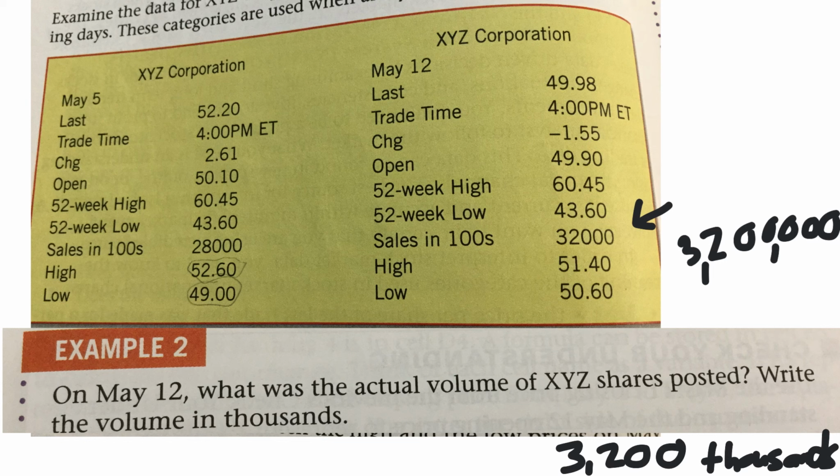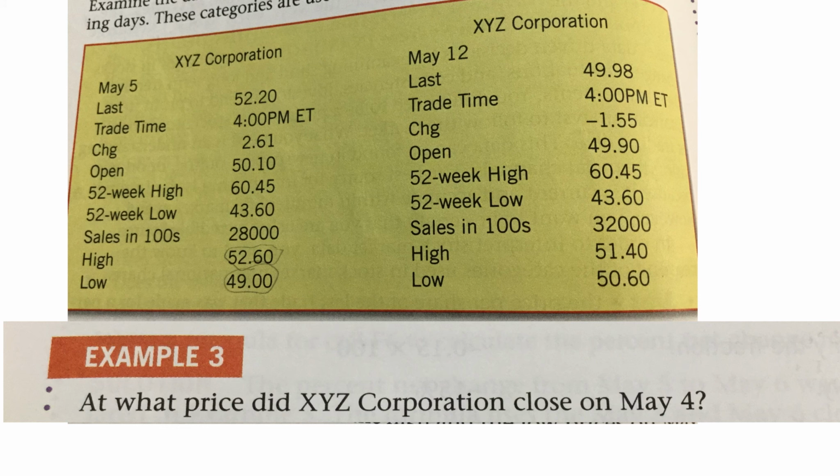Okay, what did we get? 2,800 thousands, which means there were 2,800,000 shares that were traded. This next one wants to know, at what price did XYZ Corporation close on May the 4th? We don't have the information for May the 4th. We have May the 5th and May the 12th. But we're going to have to think a little bit here.